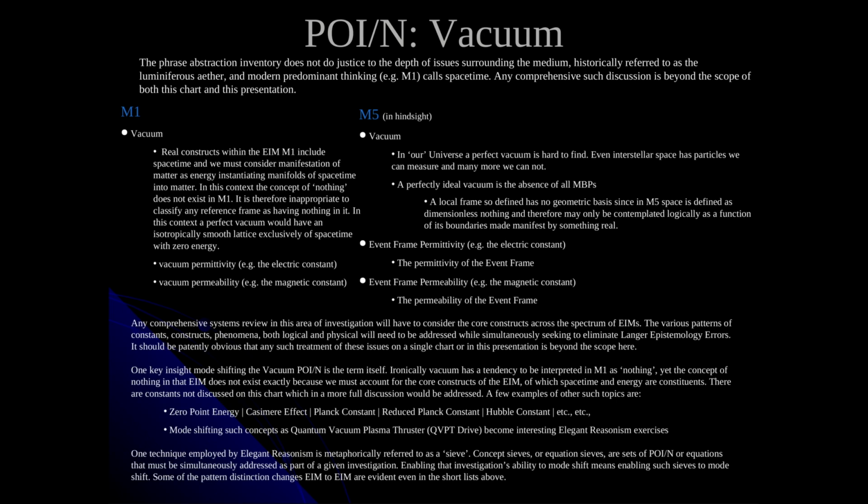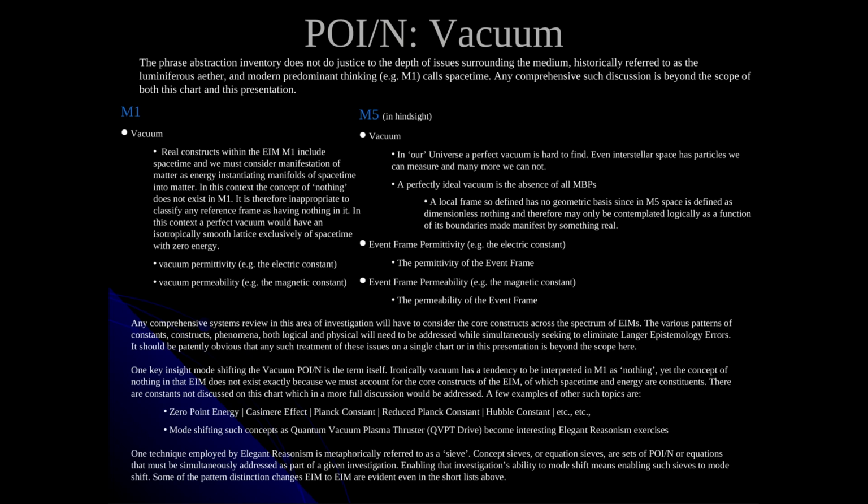But getting back to the point made on the earlier charts, the concept of nothing really does not exist in M1, because we have to consider space-time as a real object there. And therefore, a perfect ideal vacuum would have to be defined in that context, in which case it would have to be an isotropically smooth lattice exclusively of space-time with zero energy. There can be no manifolds in it. There can be no virtual particles. There can be nothing in there except space-time.